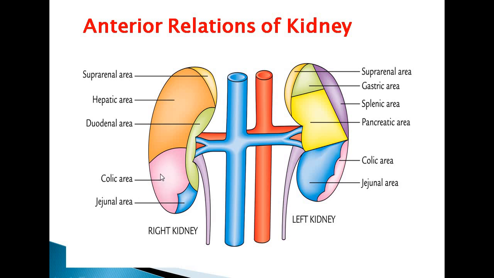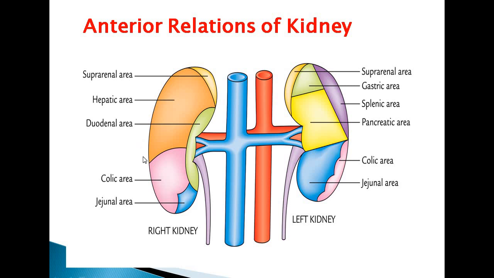A large lateral part of the lower pole of the kidney is the colic area which is related with the hepatic flexure of colon. And the small medial area of the lower pole of the kidney is the jejunal area which is related with the coils of the jejunum. The upper part of the medial border is related with the suprarenal gland, and the lower part of the medial border is related with the ureter.